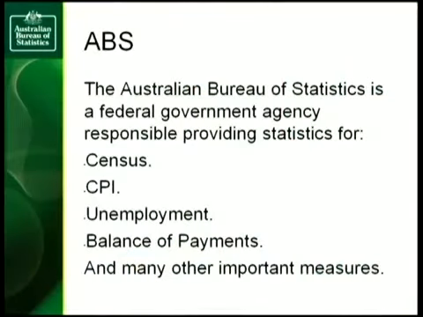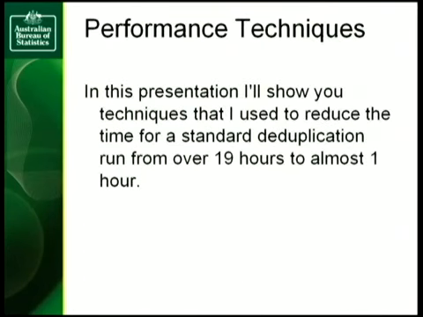So the ABS is a federal government agency for collecting statistics to improve decision making. We're responsible for census, CPI, unemployment, balance of payments, and plenty of other ones. We've got plenty of statistics and we like to give them to anyone who comes along, and sell them to people who want a lot more detail, so we can buy that.